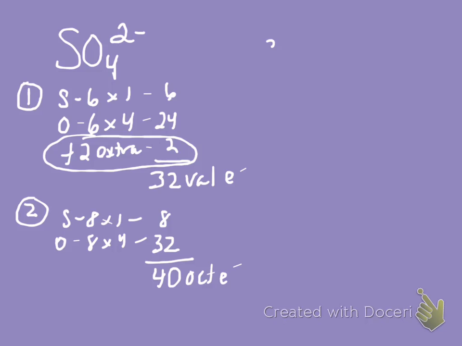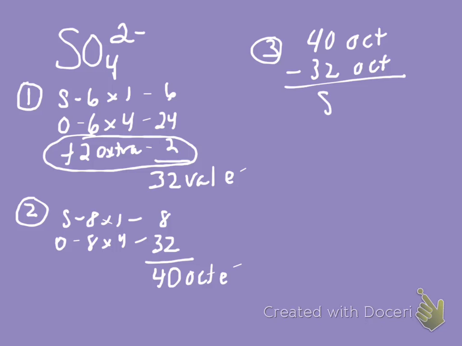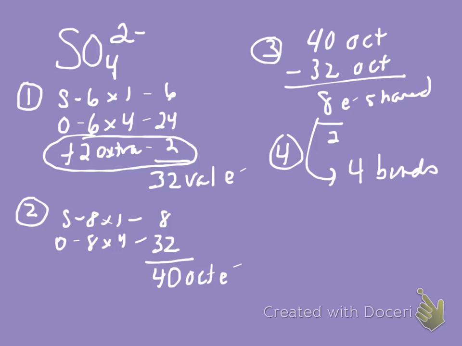Well, we got to share. So step 3, same as it was. We take our 40 octet electrons and we subtract out the number that we actually have. So 8 electrons are going to be shared. We will have 8 electrons that get shared. And now we just want to know how many bonds that is. Well, that's pretty easy. 8 divided by 2, we're going to have 4 bonds in this thing.